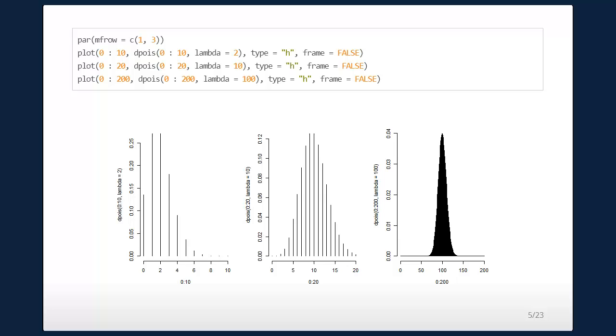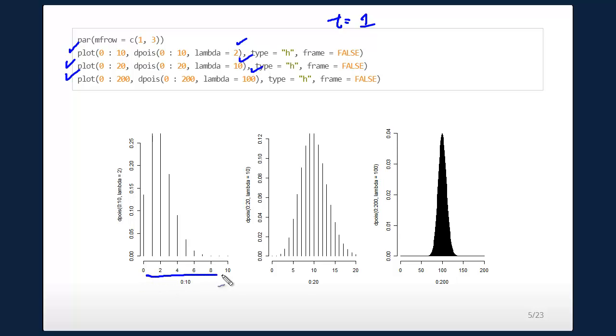All right, let's look at the Poisson distribution for a couple of different values. Here I'm just plotting a Poisson with a lambda of 2, and in all these cases t equals 1. Here I'm plotting a lambda of 10, and here I'm plotting a lambda of 100.